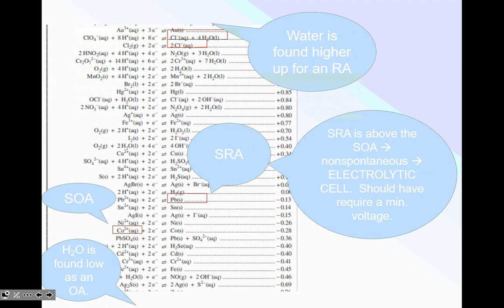Let's take a look and find all of our entities. Water is an entity, but it's found way low as an OA and it's found quite high as an RA. So we don't really use that, but we can find lead solid, and that's going to be our SRA because it's found at the most bottom right-hand corner. And our SOA is your cobalt. Okay, so here we go. Here's the issue. SRA is above the SOA. That tells you it's an electrolytic cell, and it should require minimum voltage.